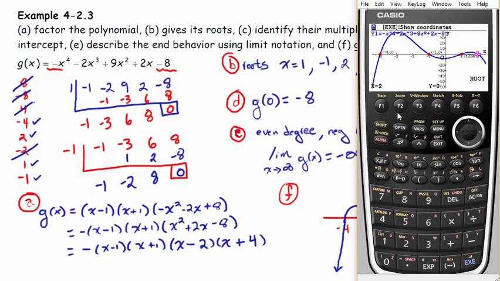And again, if you wanted to get that y-intercept in the calculator, I have to go shift, graph solve, y-intercept, and yes, we get a y-intercept of negative 8.